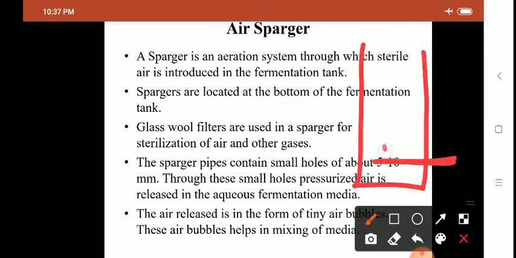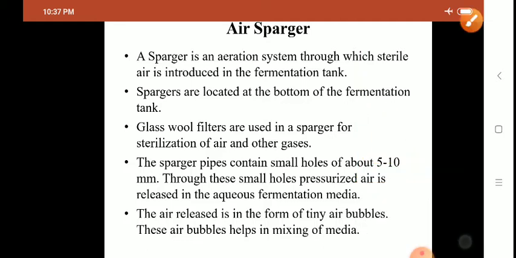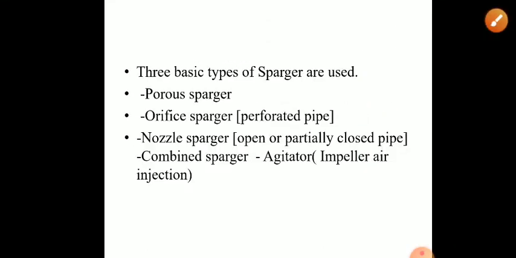They are like pipes having holes, and through these holes air enters inside the vessel in the form of tiny air bubbles. There are 3 basic types of spargers: porous sparger, orifice sparger and nozzle sparger. Porous sparger means the material from which it is made is porous, and through the pores air enters inside the vessel. Orifice spargers have holes facing upward, or the orifices may be facing downwards.